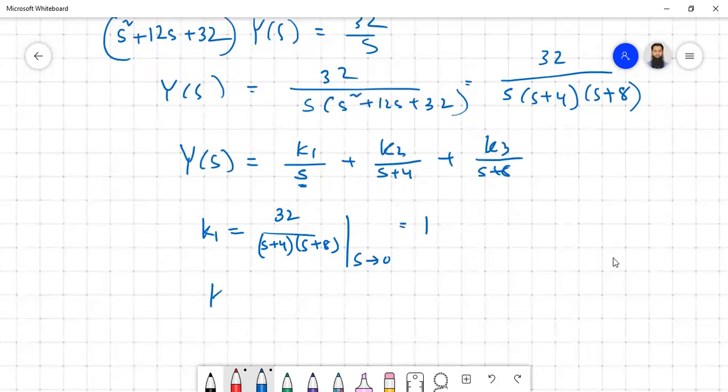And what about k2? K2 will be basically 32, then (s plus 8), and you have to set s equal to minus 4. Then you're going to get, basically, this is going to become minus 4, and this is plus 4. So minus 4 and plus 4 will be multiplied together.